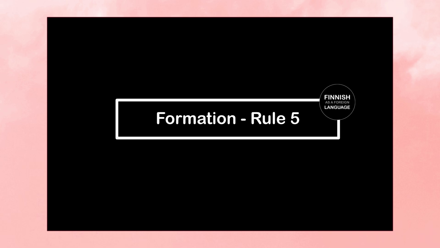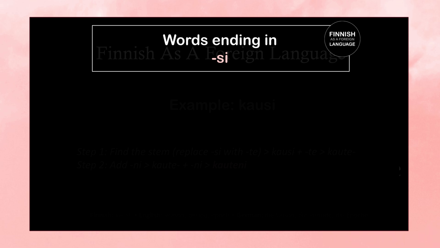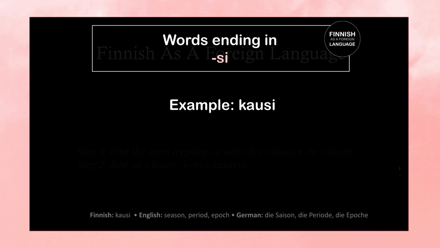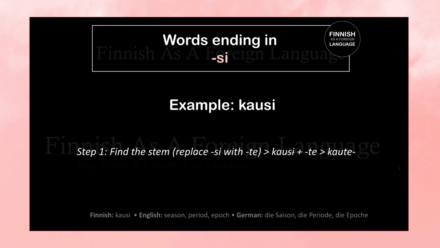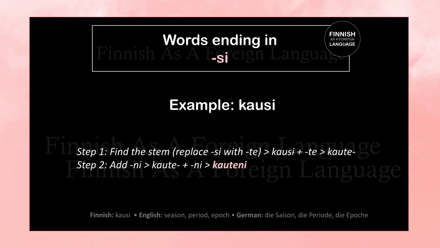Next one, rule number 5, words ending in si. For example, kausi, meaning season. Again, in the first step we have to find a stem, which we get when we replace si with te. So kausi changes to kaute. And then in the second step we add ni to it, so that means we have kaute plus ni, and we get kauteni, which can be translated as my season.